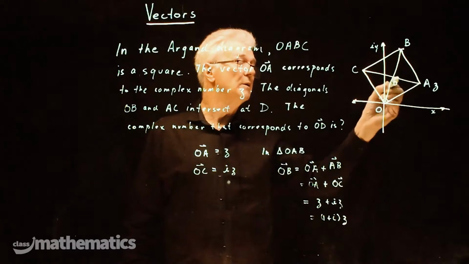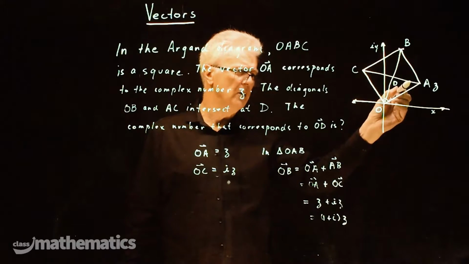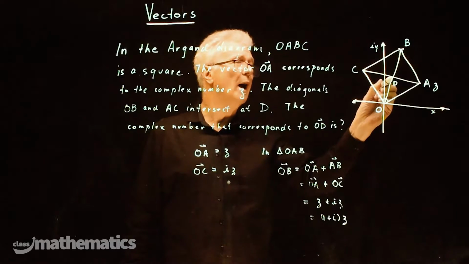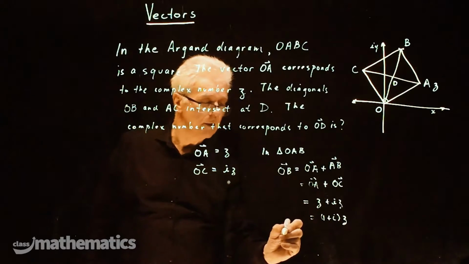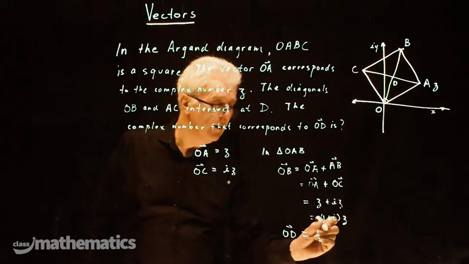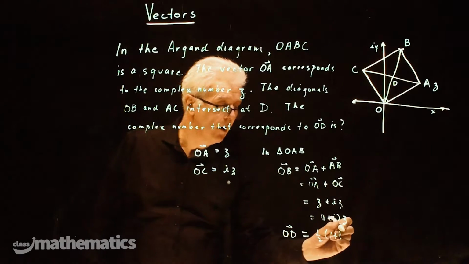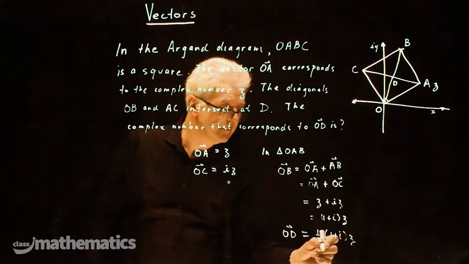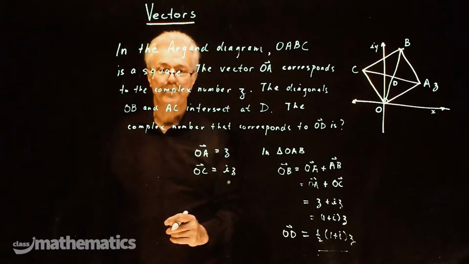Now the diagonals of a square bisect each other, so OD will be half of OB. So OD must be equal to 1/2 of (1 + i)Z. Done.